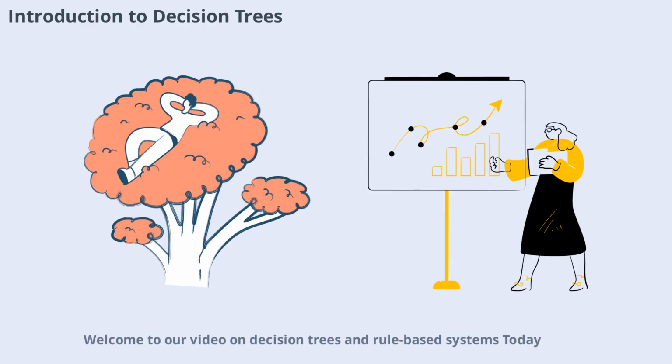Welcome to our video on decision trees and rule-based systems. Today we'll explore how these two powerful tools help us make sense of complex choices and automate decision-making. Whether you're new to artificial intelligence or just curious about how computers mimic human reasoning, this video will break down the basics in a clear and engaging way.